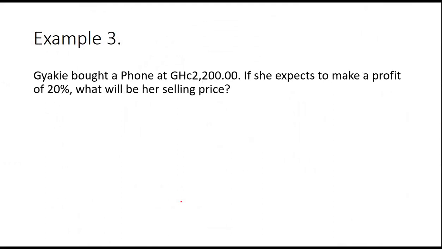Example 3 says Jackie bought a phone at 2,200 Ghana cedis. If she expects to make a profit of 20%, you see that percentage profit has been given to you. What will be the selling price? Now, to find a selling price, do you remember the formula I gave to you that selling price is equal to 100 plus R divided by 100 times CP? We are using this formula because you've been given profit in percentage form.